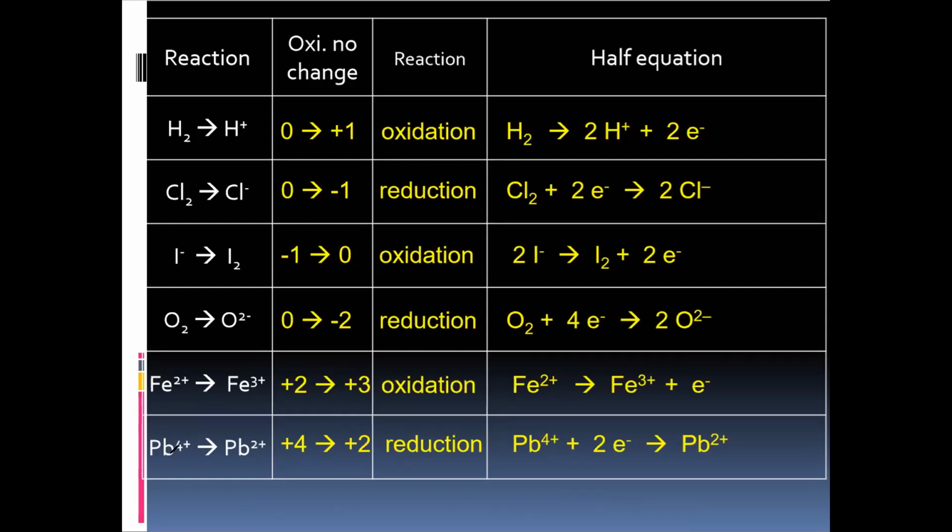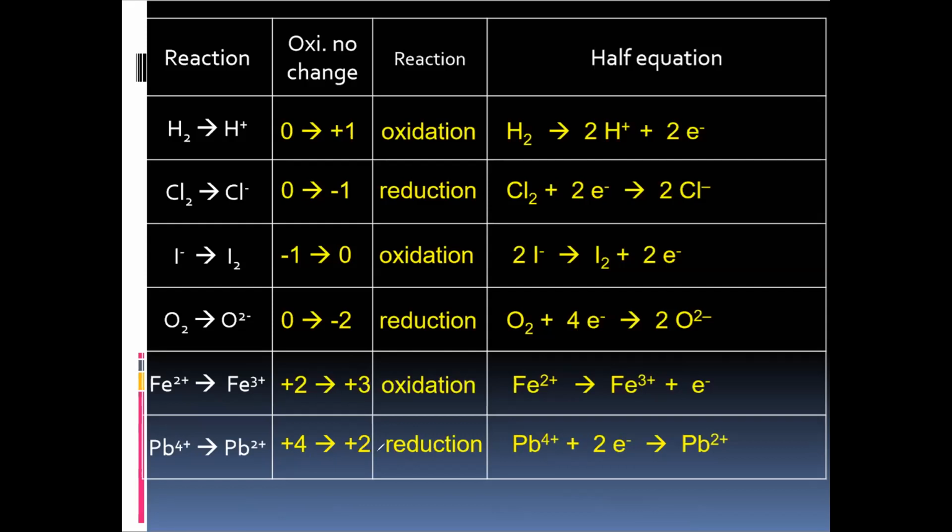Look at lead, Pb4 plus to give me Pb2 plus. Now, if you see lead 4 plus, this is going from plus 4 to plus 2. Of course, this is reduction. Something moving from 4 to 2 is reduction. So it means Pb4 plus will be plus 2E minus.